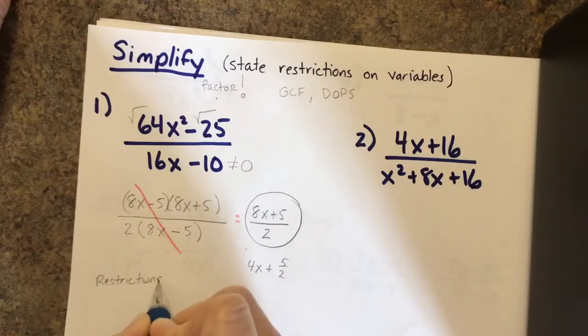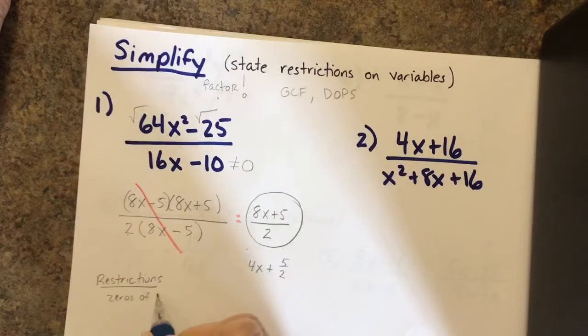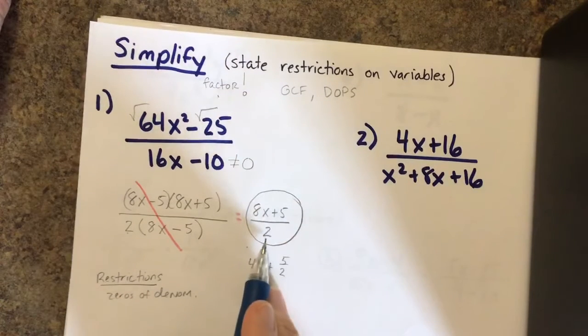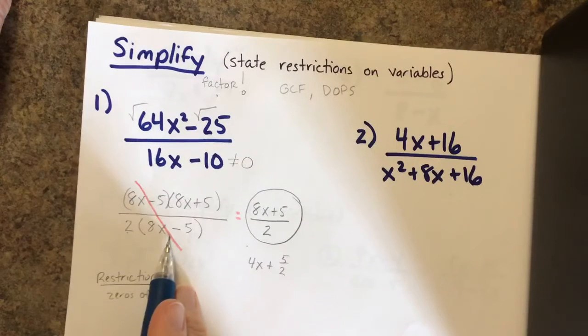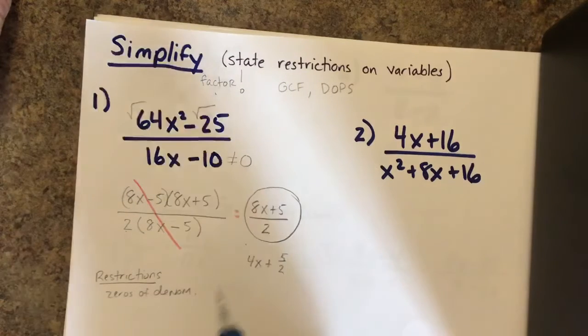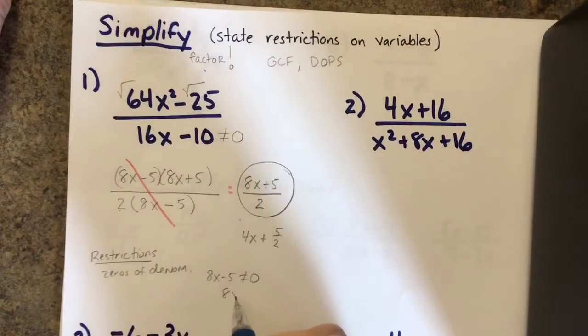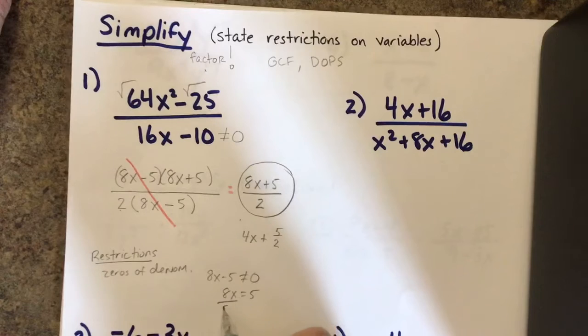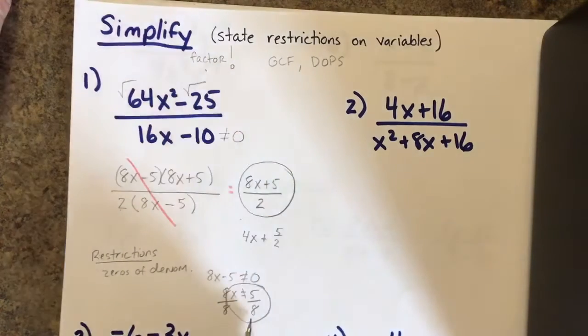We find the zeros of the denominator. Now you can't look at the simplified one. Right? You got to go back to either the original, or I usually just go to the original factored one. And I find the 0. So I say 8x minus 5 is not allowed to equal 0. So I add 5 and divide by 8. 5/8. This is the one restriction.